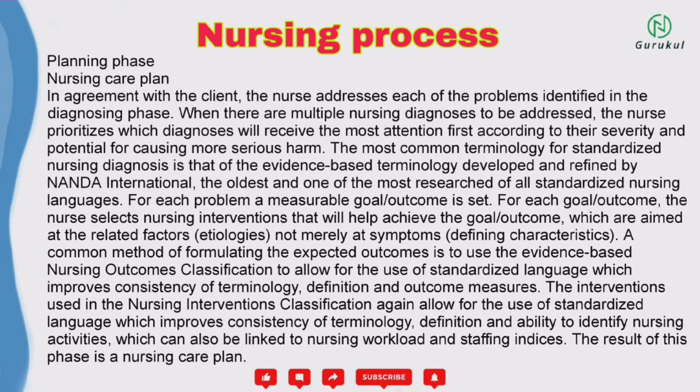For each problem, a measurable goal or outcome is set. For each goal outcome, the nurse selects nursing interventions that will help achieve the goal outcome, which are aimed at the related factors, that's the etiologies, not merely at symptoms, or we can say the defining characteristics. A common method of formulating the expected outcome is to use the evidence based Nursing Outcomes Classification to allow for the use of standardized language which improves consistency of the terminology, definition, and outcome measures.